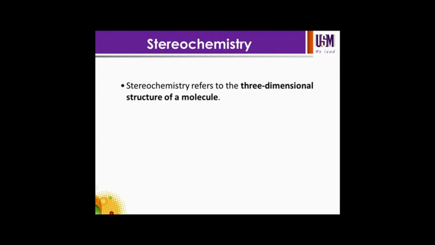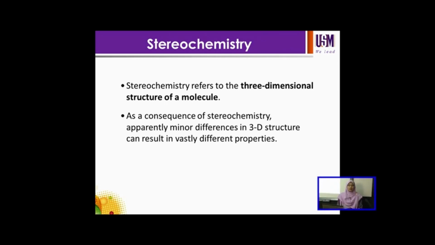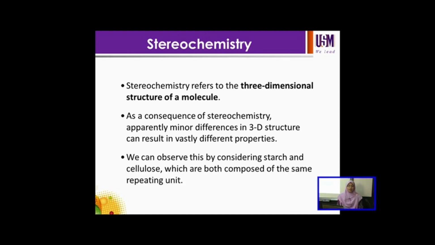Okay, what is stereochemistry? Stereochemistry refers to the three-dimensional structure of a molecule. As a consequence, even minor differences in their 3D structure can result in different properties of the two structures, and this will impact their reaction. We can observe this by considering starch and cellulose, which are both composed of the same repeating unit. So starch and cellulose are actually a pair of isomers.